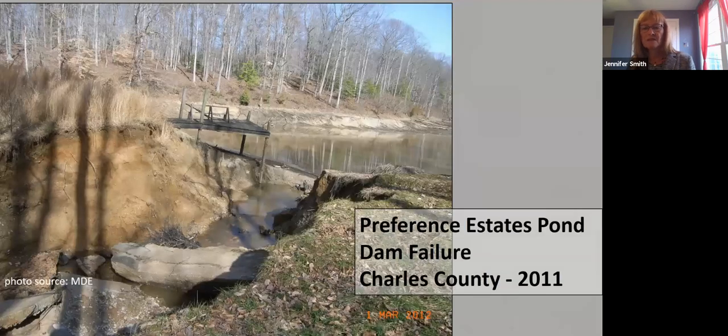Another example, this slide shows the Preference Estates Pond after it failed. This HOA-owned small pond dam failed in December 2011 during a heavy rainfall event of 10 inches. This failure occurred just a few months after this dam survived Hurricane Irene and Tropical Storm Lee.